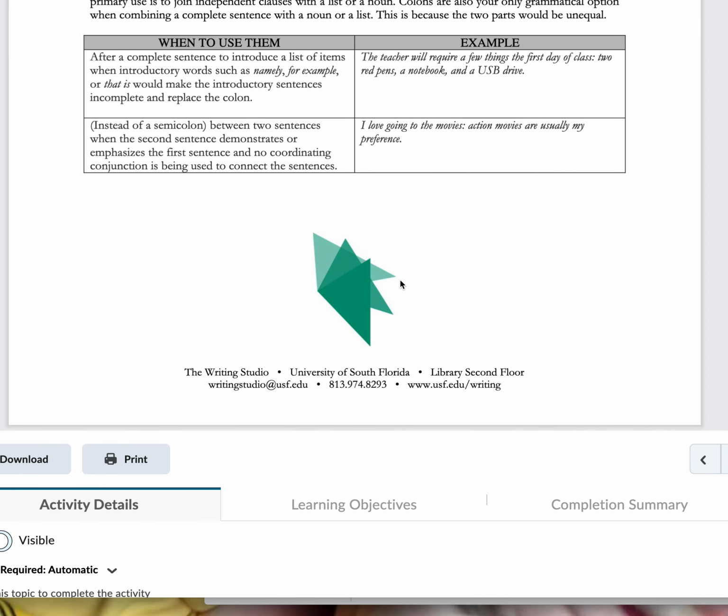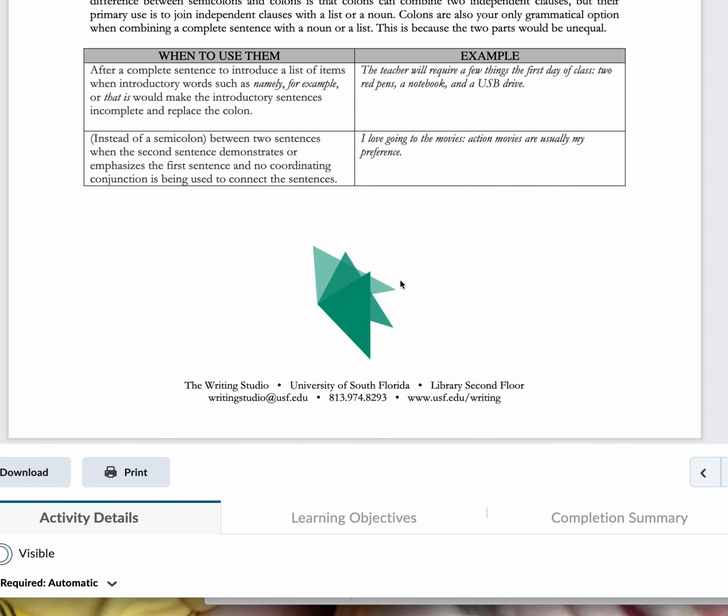All right, now colons. There are a lot of other ways to use colons, as you can see from the other materials, but this is what you're going to see the most. One thing is colons introduce a list of things. You can kind of think of it like this: a colon takes the place of the phrase for example. So the teacher will require a few things the first day of class: 2 red pens, a notebook, and a USB drive. So you don't want to use a semicolon with, like, for example, such as, because that's what it literally means. It can introduce a list.